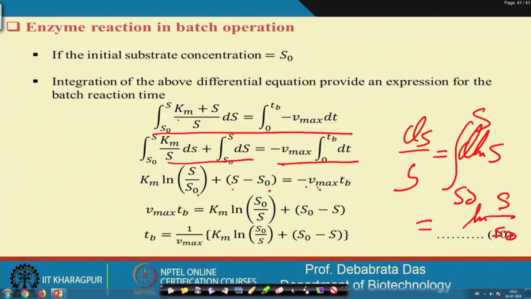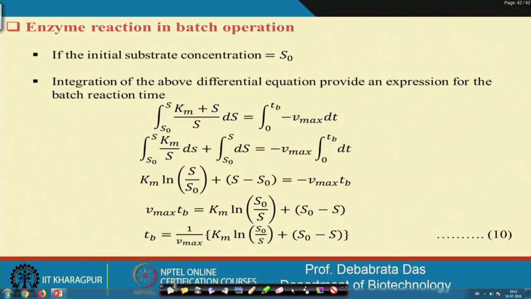Then, on the other side, this is integrated from 0 to t_b, where t_b is the batch time. If we analyze, then the time for the batch reaction can be expressed by this equation. This is very simple. From this equation we can find out, suppose we want to find the time required for 50% substrate conversion. How can you find that out? You write S equal to 0.5 into S_0.